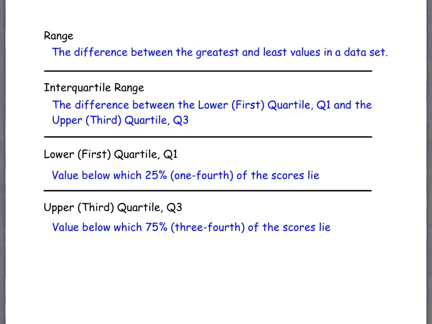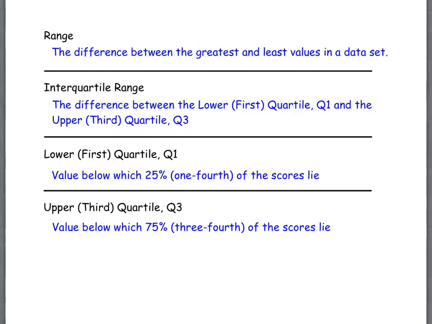The range is simply the largest value minus the smallest value. So if we wanted the range of weights on the football team, we'd take the heaviest guy minus the lightest guy, and we'd subtract their weights. That's all we would do. That's what range is. Interquartile range is the difference between the lower quartile, called Q1, and the upper quartile, Q3.